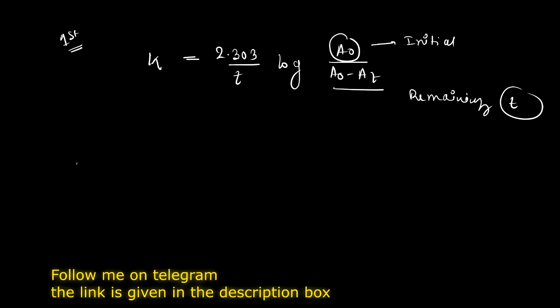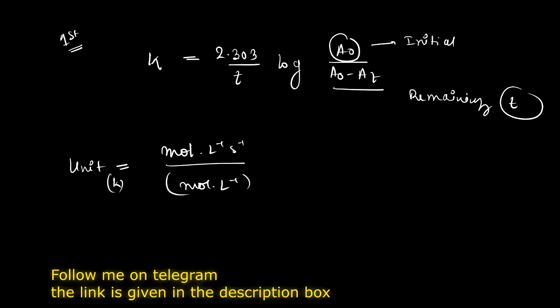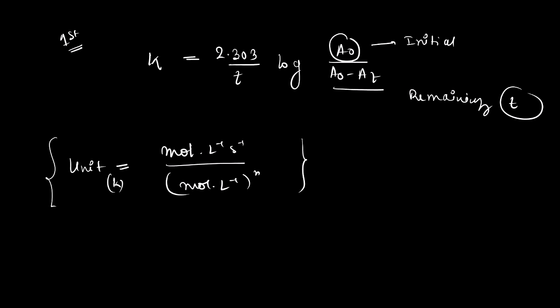Next, what will be the unit of the rate constant? The unit of the rate constant K depends on the order of the reaction. That is, the unit of the rate constant will be mole per liter per second divided by mole per liter to the power order of the reaction n. So that will be the unit. So from the unit also we can identify which order reaction that is. And another thing, the half-life of a first order reaction is 0.693 divided by the rate constant K.